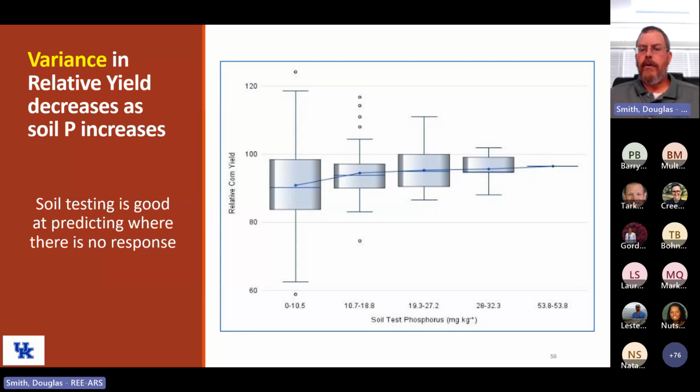This is a measure of variability for all the plots as you increase the amount of soil test phosphorus. So very high soil test phosphorus here. You look at these studies, there's very little variance. So top to bottom, there's no discrepancy there. Over here at very low soil test phosphorus, sometimes you get a huge response, sometimes you get no response to the phosphorus fertilizer. So that's the key. Where are we going to find these responses?